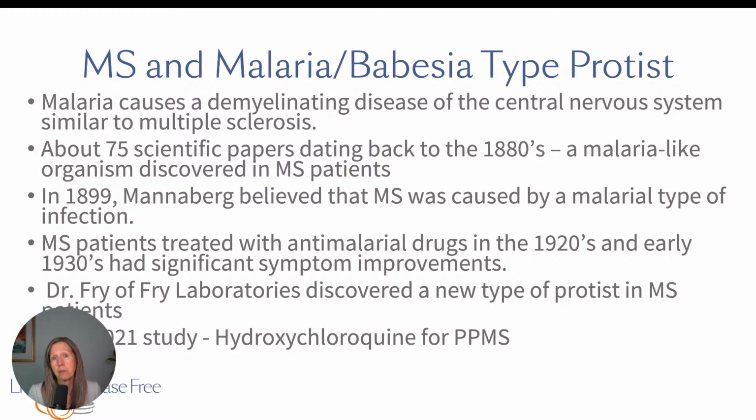And then more recently, Dr. Fry from Fry Laboratories discovered a new type of protist in MS patients. And in 1921, and I did a talk on this, there was a study released showing that hydroxychloroquine, which is a malaria drug, helped primary progressive multiple sclerosis. With progressive multiple sclerosis, I don't believe any of the MS drugs are very helpful anyhow, and they don't really use them for it. But they found that hydroxychloroquine significantly helped people with primary progressive. So make sure to go back to livediseasefree.com and just do a Google search of malaria, or the new study, malaria drug helps PPMS. You'll find our article there and you'll find my breakdown of it.